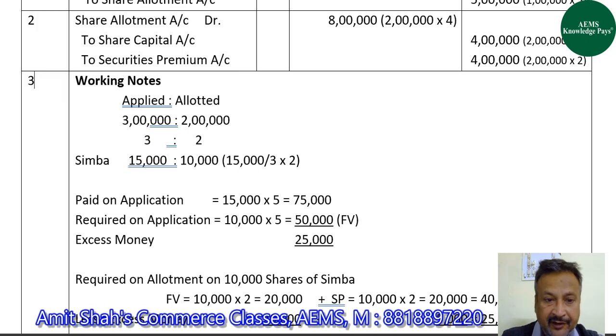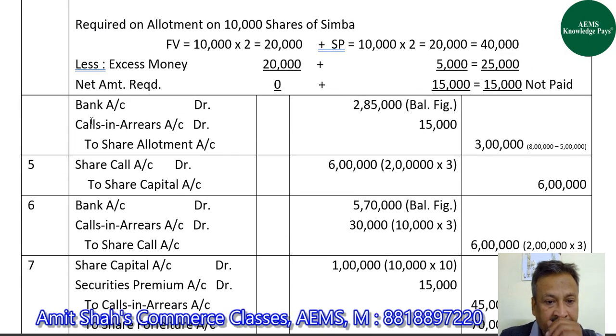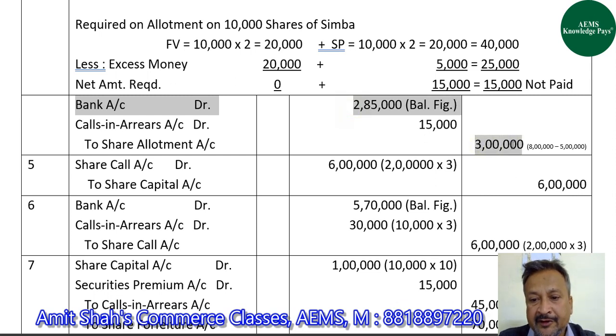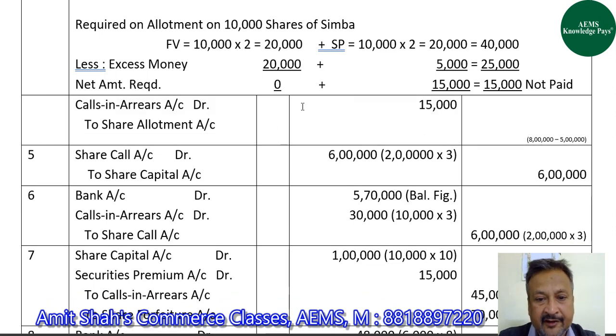This is entry number 3, in which we have again bank account involved, 2,85,000. This would be removed from here, and 285 will also go off from share allotment, right? So now we will be left with only call scenarios to share allotment with 15,000.